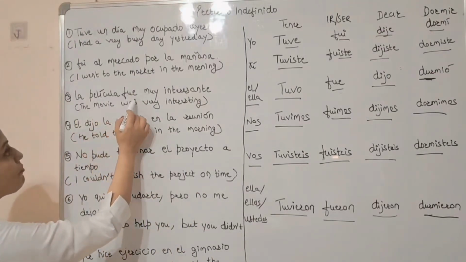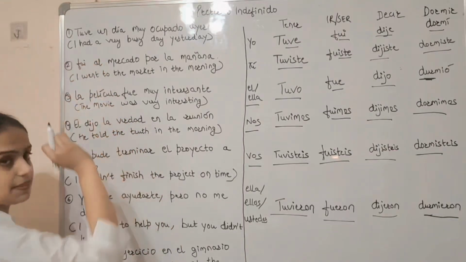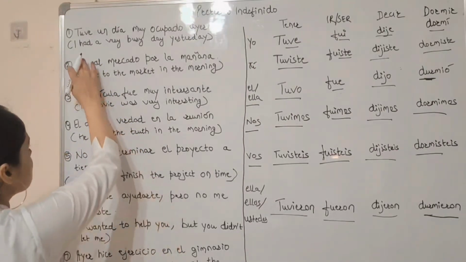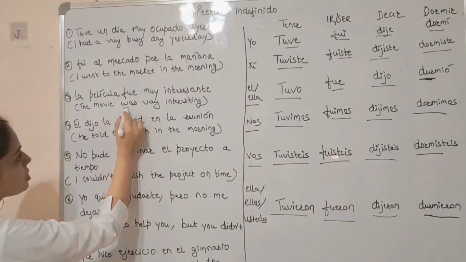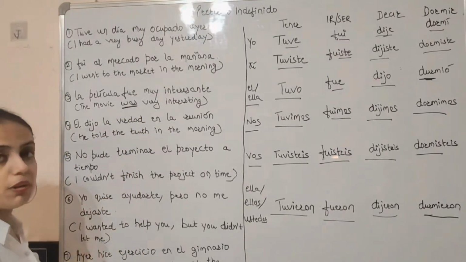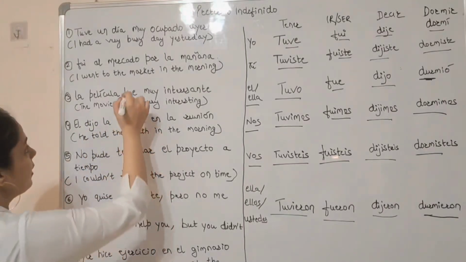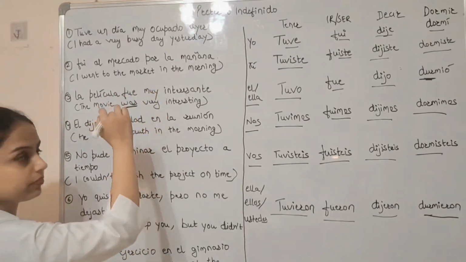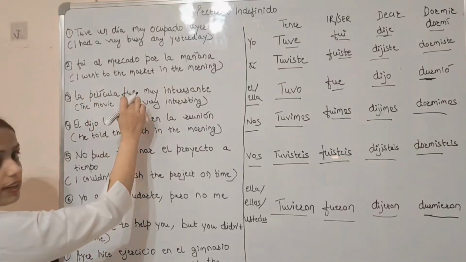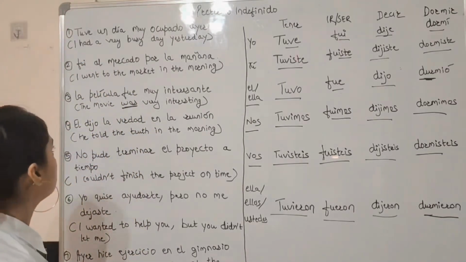Next, la película fue muy interesante. Here, fue is the verb ser. Vale? La película fue muy interesante. That means the movie was very interesting. Here, fue is ser. In the previous example, fue meant ir.